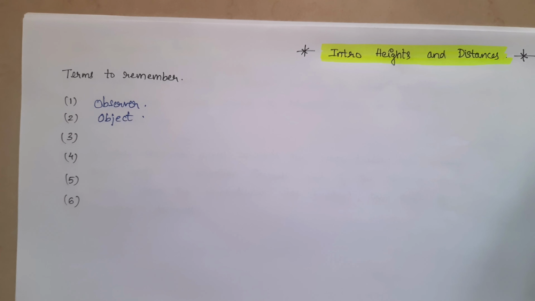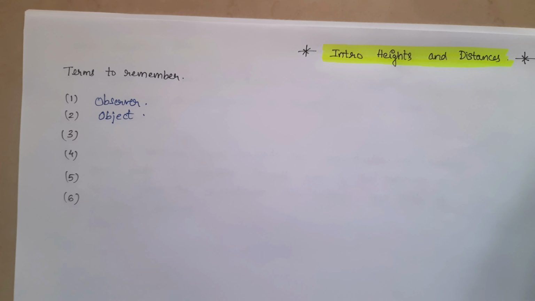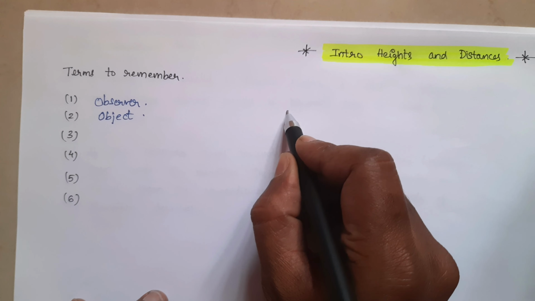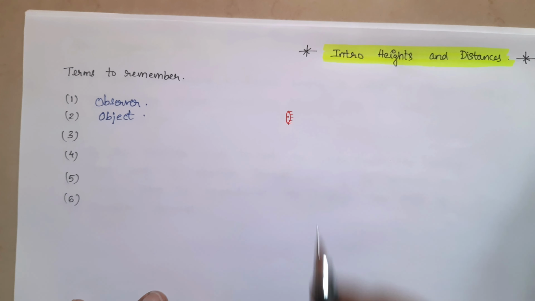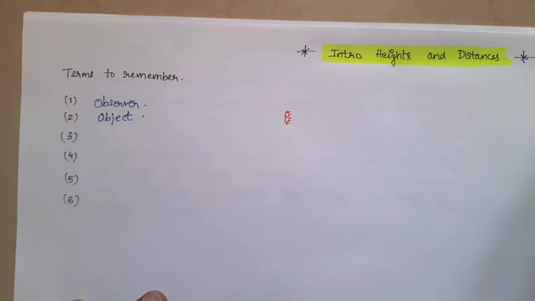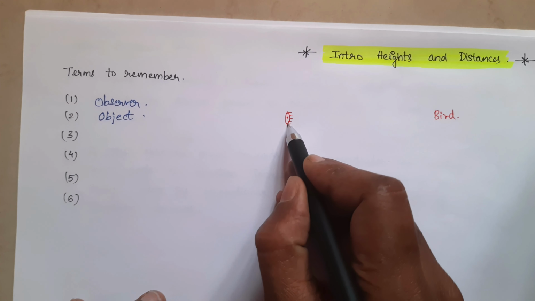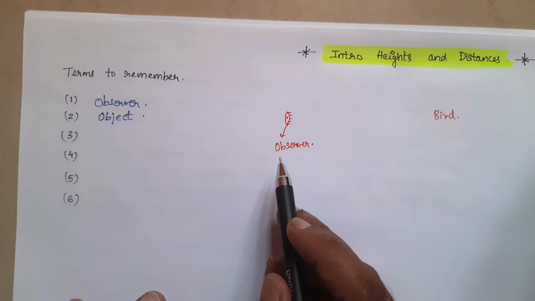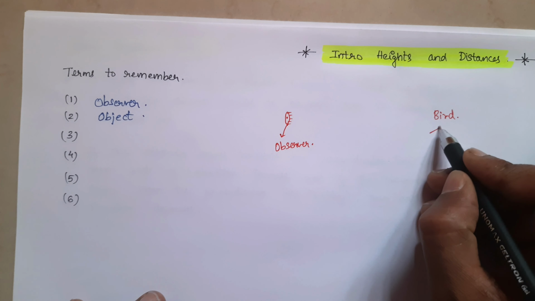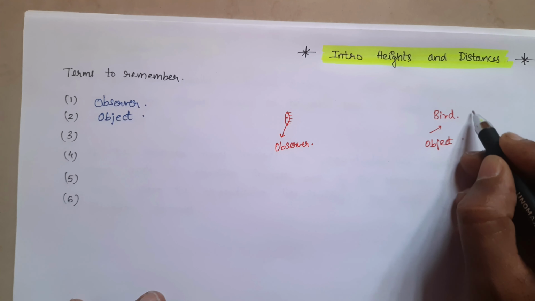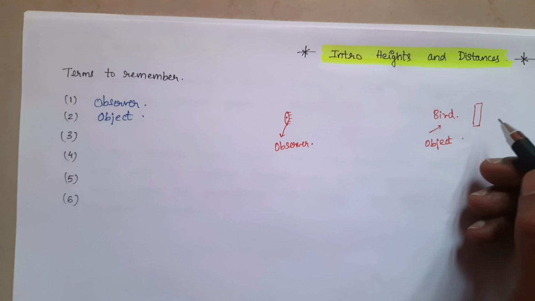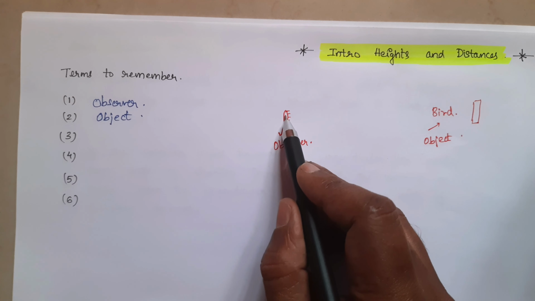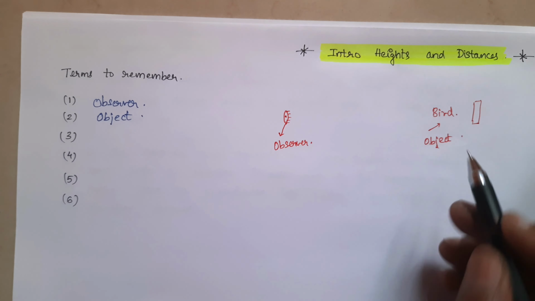See, for example, like this is an eye. The eye is watching something, like a bird. So this one we consider as the observer, the person who is watching is called the observer. Whom they are watching is called the object. That may be a bird, or a building, or a pen or pencil, anything. Who is watching is the observer, and what they are watching we consider as the object.